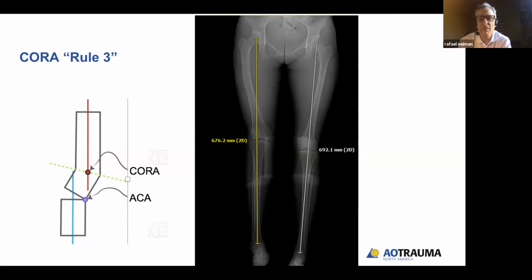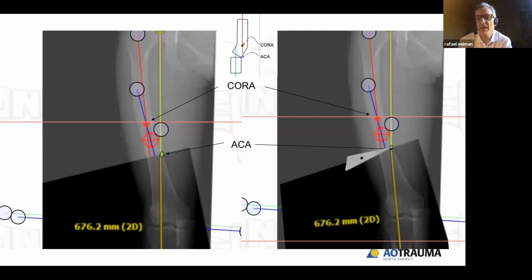And I just pulled up this example of somebody who has a varus femur, but it's varus in the diaphysis, but it's also varus in the hip, but a high amount of valgus in the distal femur. So in a case like this, if you want to correct their mechanical axis, then you can control that with a series of cuts. For example, I have determined where the CORA is, but I don't rotate through the CORA.